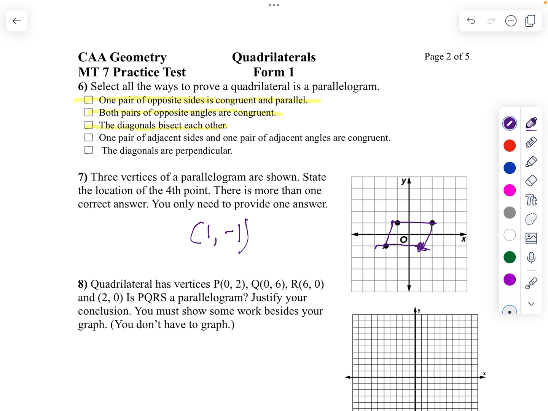Just to show you, you didn't have to do it that way. We could have connected them like this. And then I would have had a point over here, wouldn't I have?